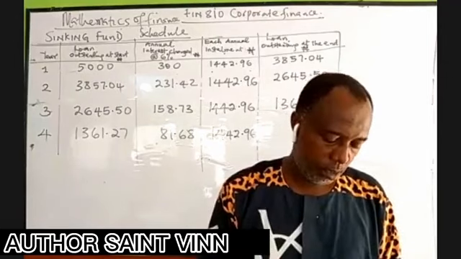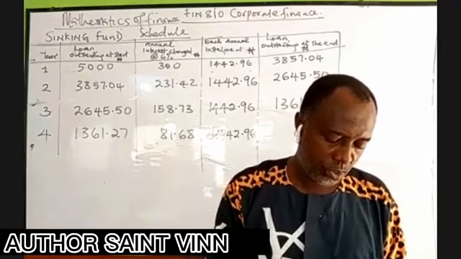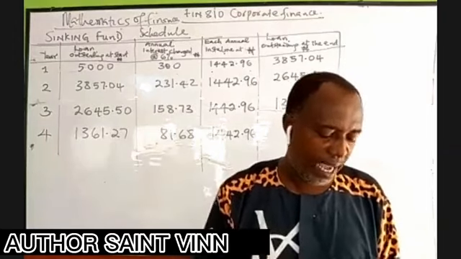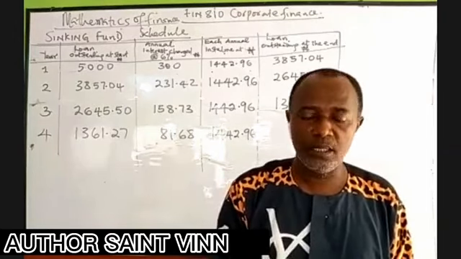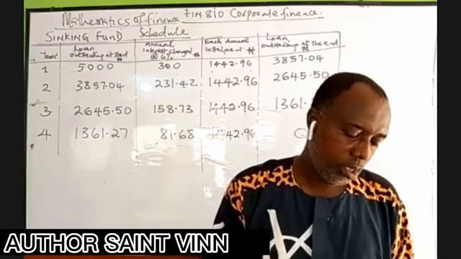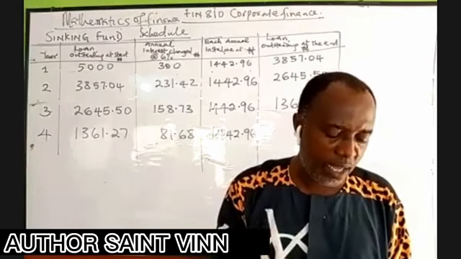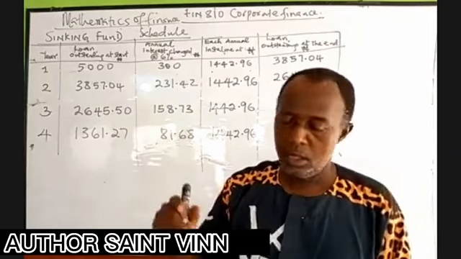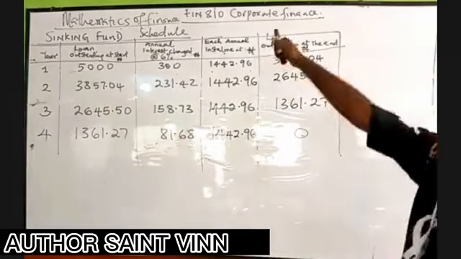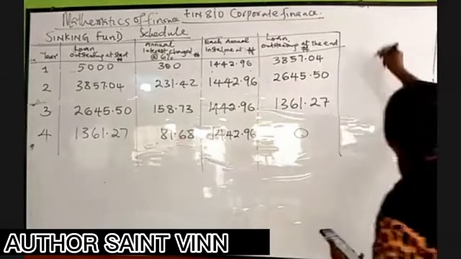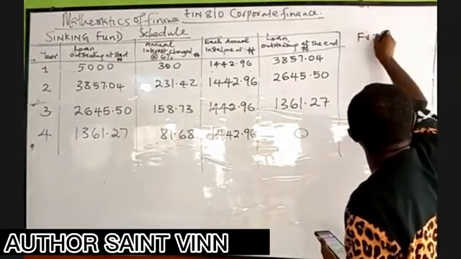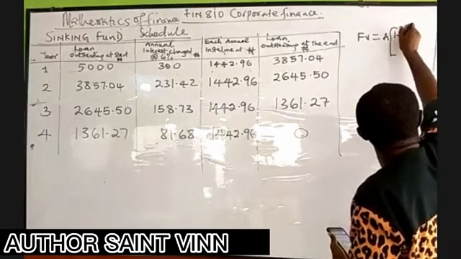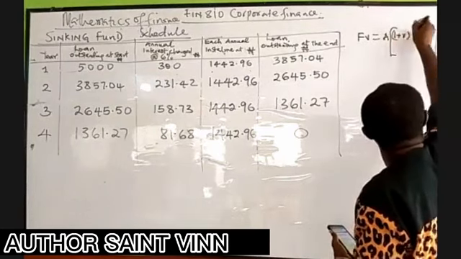Calculate the amount that should be set aside annually, and show the sinking fund schedule. So this is what we calculated last time. Future value equals A times (1 plus r) raised to n minus 1 over r. I hope that's the formula.